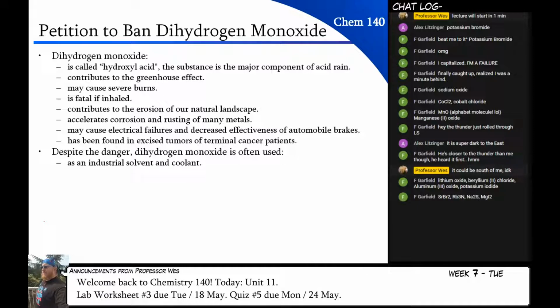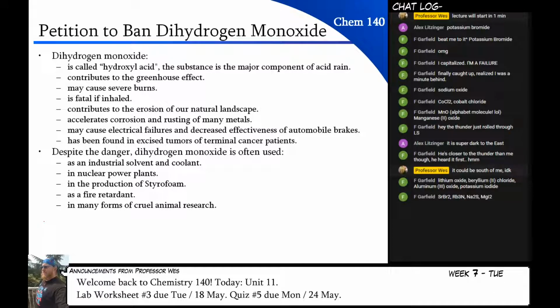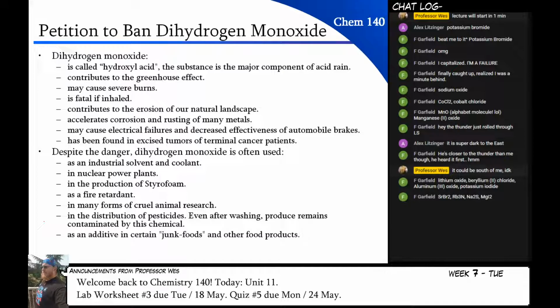It's used in industry as a solvent and coolant, which means that it gets everywhere in exhaust. It's used in nuclear power. It's used to make styrofoam, which is not environmentally friendly. It's used as a fire retardant. It's used in so many places. It's used in cruel animal research. It's used in pesticide. Even if you wash your produce, it's still contaminated by dihydrogen monoxide. It's used in junk food as an additive. And at the end of the day, it's water, you guys.